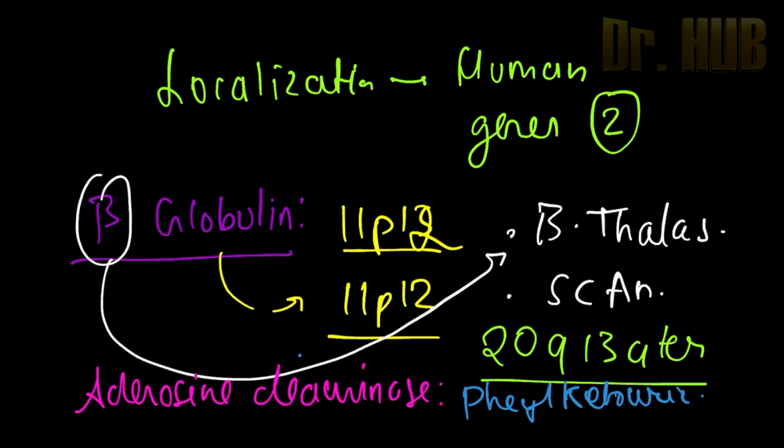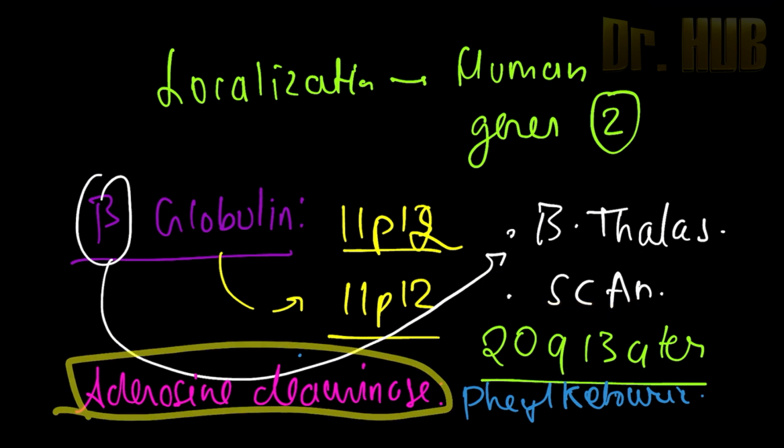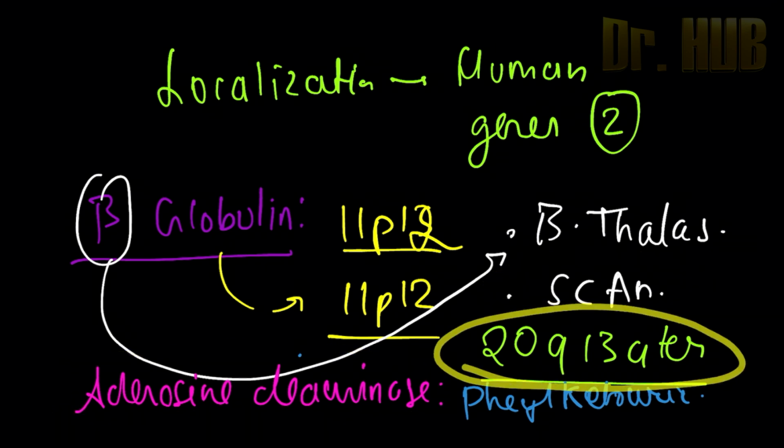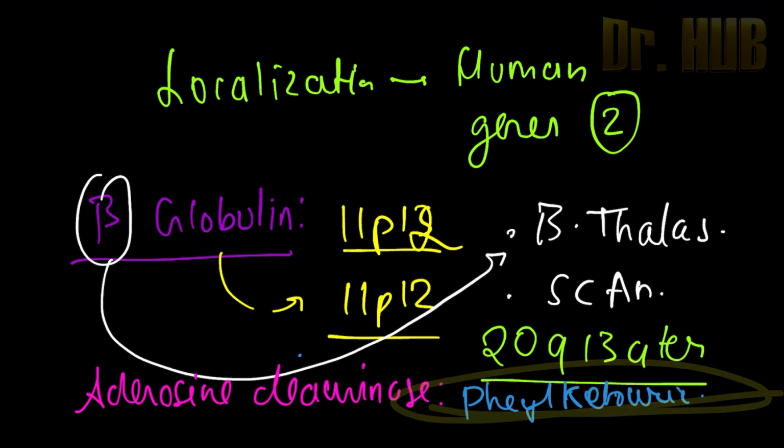Let's recap this. We discussed beta globulin, which is at 11p12 on the chromosome, and it is associated with beta thalassemia as well as sickle cell anemia. Next we discussed adenosine deaminase, which is associated with 20q13-qter, and the disease implicated is phenylketonuria.